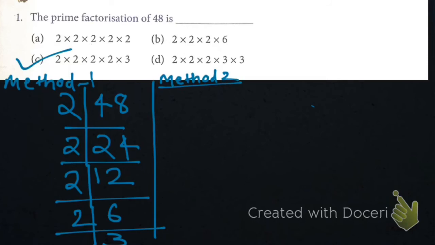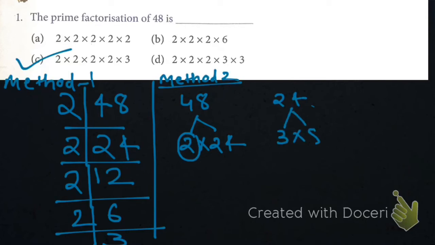Now see here, 48 can be written as 2 into 24. Again students, 2 is a prime number here. Now 24, what can you write? 3 into 8. Here 3 is a prime number. Now 8, what can you write? 2 into 4. Again 4 can be written as 2 into 2.